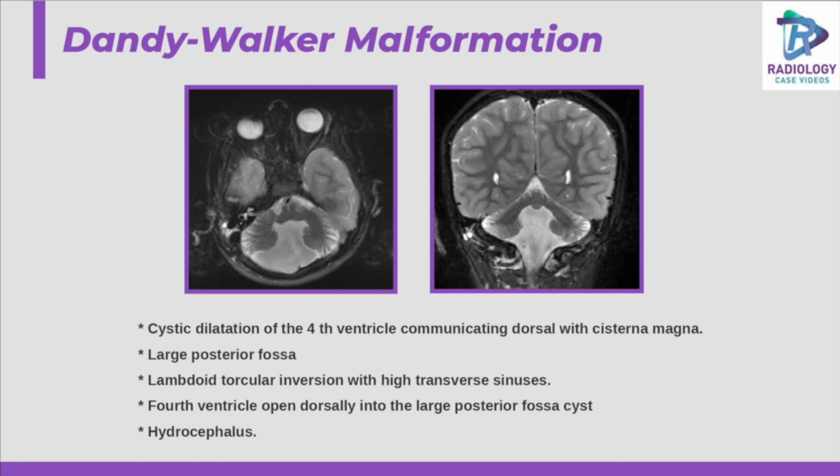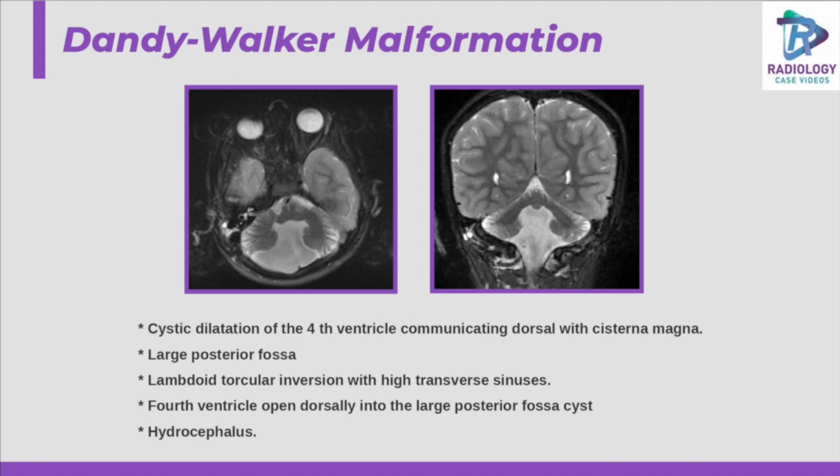It has a triad where we can see vermis hypoplasia, cystic dilatation of the fourth ventricle, which extends posteriorly, and a large posterior fossa with torcular lambdoid inversion. The torcular lies above the level of the lambdoid, which is due to an abnormally high tentorium. The fourth ventricle generally opens into the large posterior fossa cyst, and this may be characterized by hydrocephalus. Antenatally, we may see an enlarged cisterna magna that is above 10 mm and complete aplasia of the vermis.